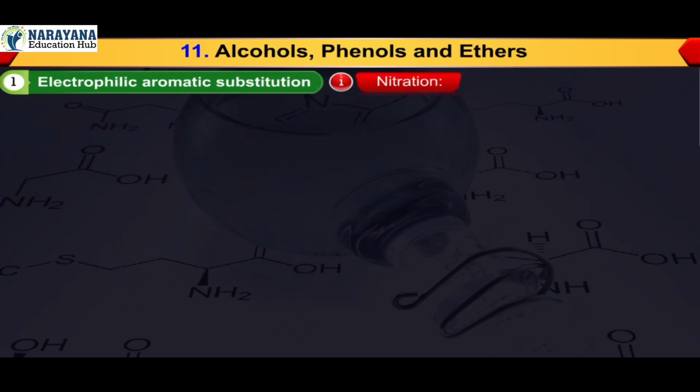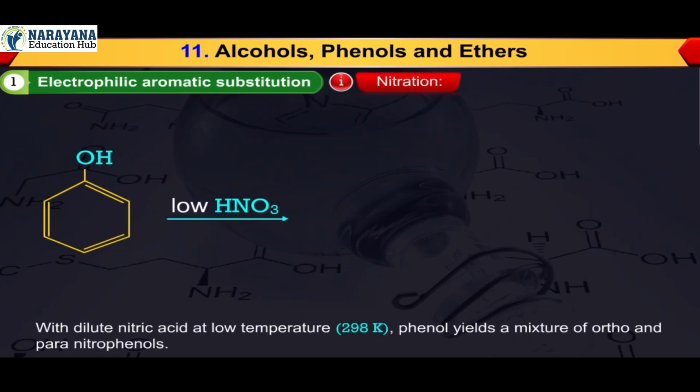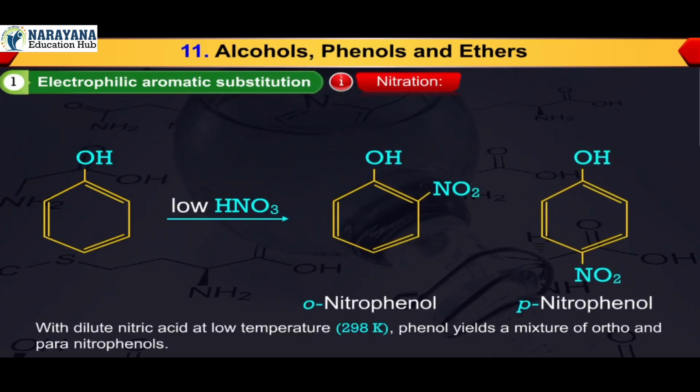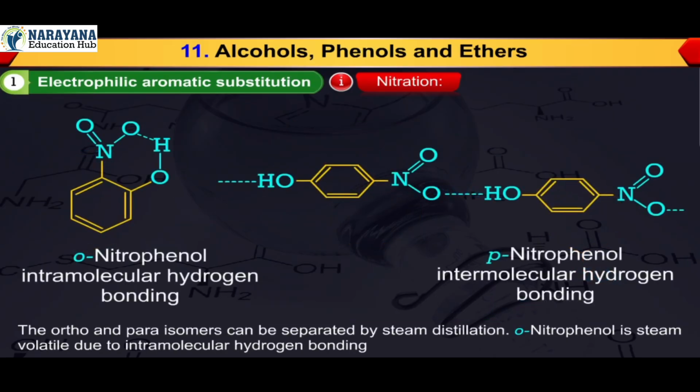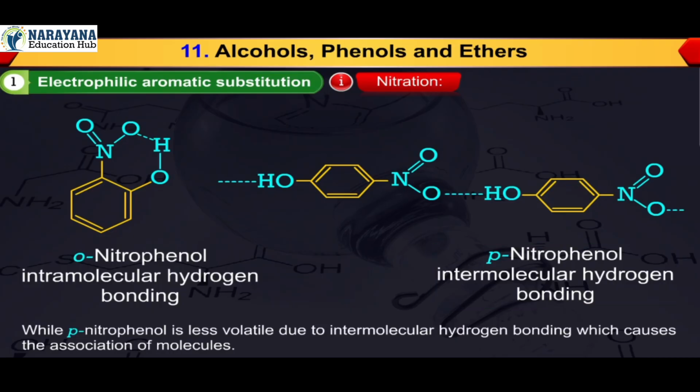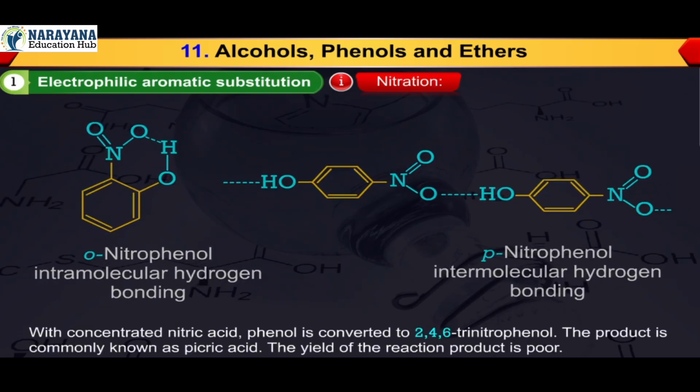1. Nitration. With dilute nitric acid at low temperature, that is 298 Kelvin, phenol yields a mixture of ortho and para nitrophenols. The ortho and para isomers can be separated by steam distillation. Ortho-nitrophenol is steam volatile due to intramolecular hydrogen bonding, while para-nitrophenol is less volatile due to intermolecular hydrogen bonding, which causes the association of molecules.